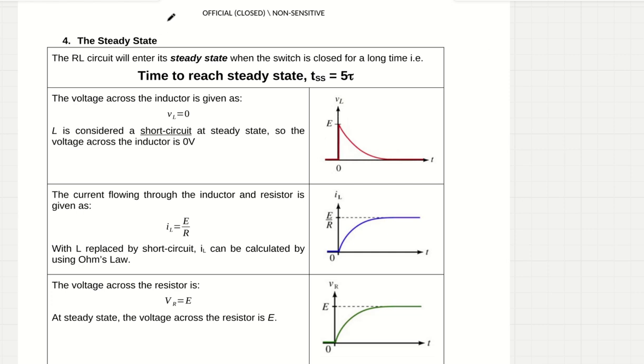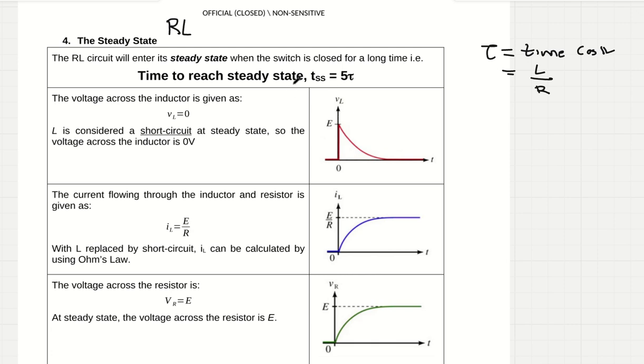In this section, we will learn about steady state in an RL circuit. As we have seen in the previous section, steady state time is equal to 5 tau. Tau is the time constant, and in an RL circuit it's L over R.